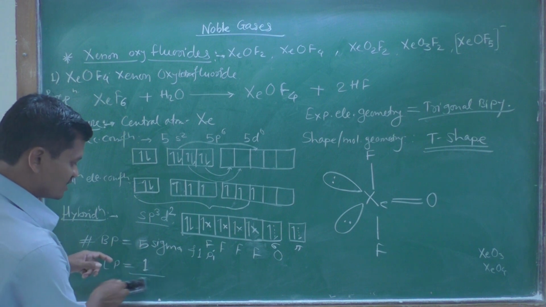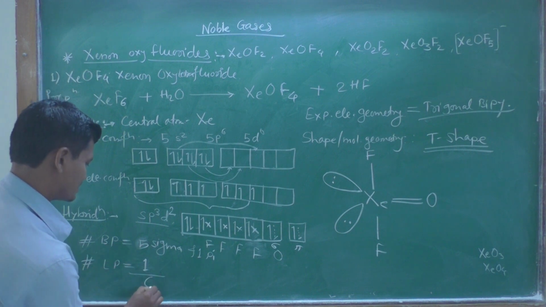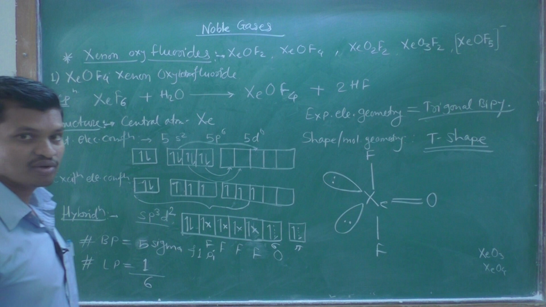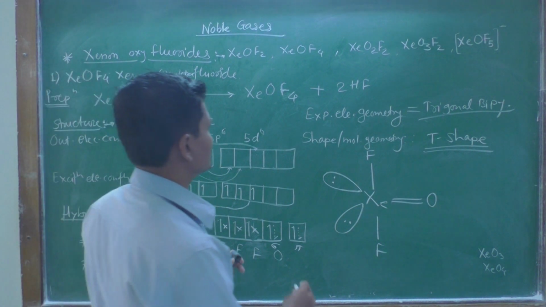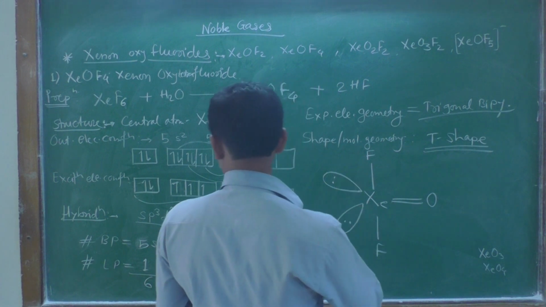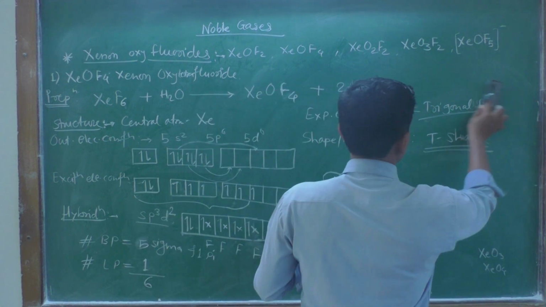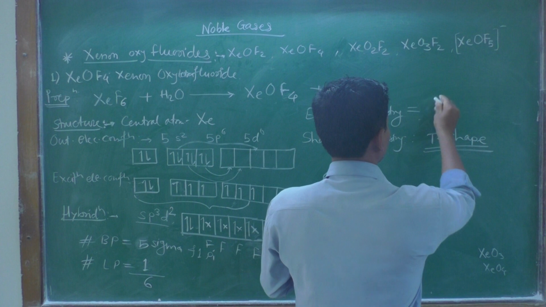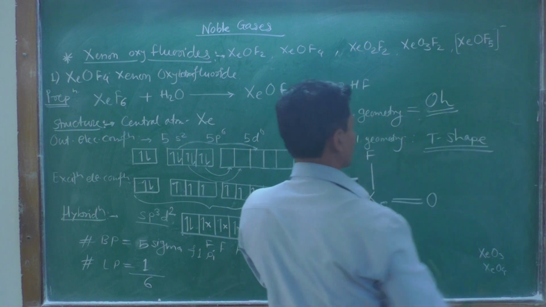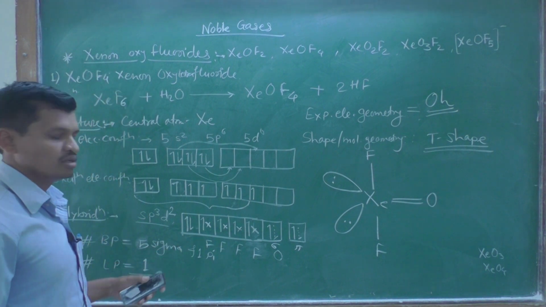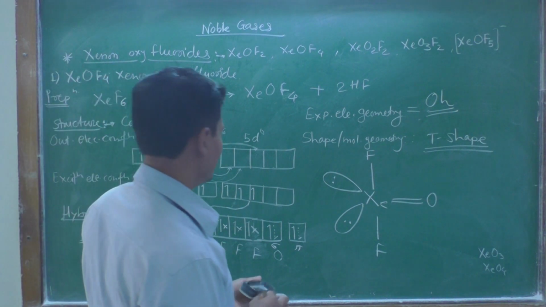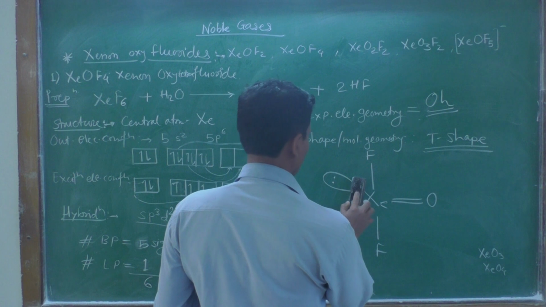So 5 plus 1, what is the sum? 6. So the steric number is 6 according to VSEPR theory. When the steric number is 6, the expected geometry is octahedral. We are familiar now with this octahedral geometry. So we are trying to draw the octahedral geometry of this XeOF4.